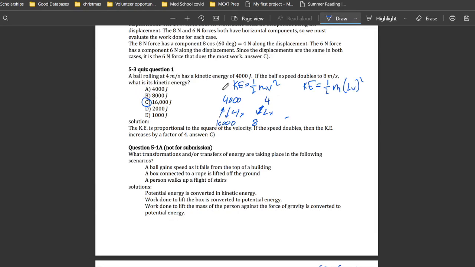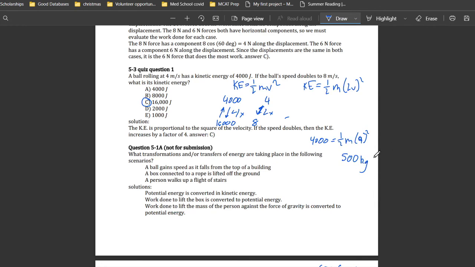And we can verify this by plugging these values into the kinetic energy equation, and I'll do this live on my calculator. So 4,000 equals 1/2 m times 4 squared. Multiply 4,000 by 2 to get rid of the 1/2. Divide by 4 squared. 4 squared is 16. So we have a mass of 500. And since this is in joules, it's 500 kilograms.